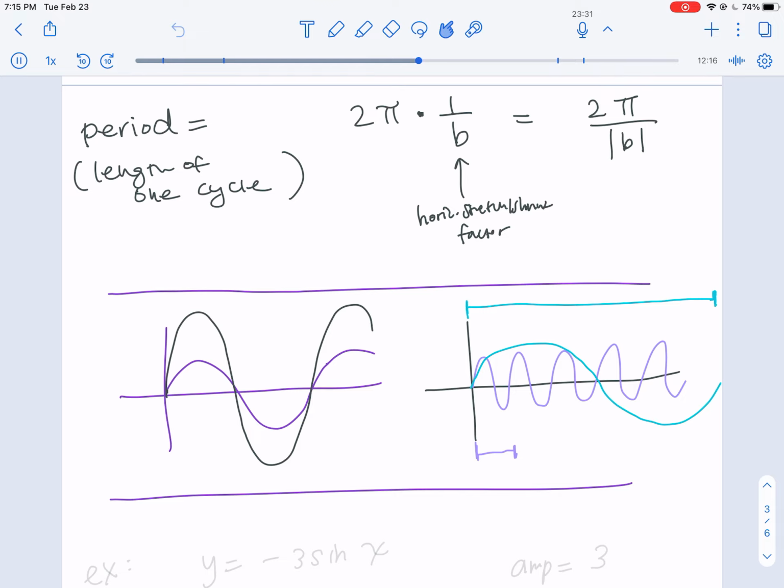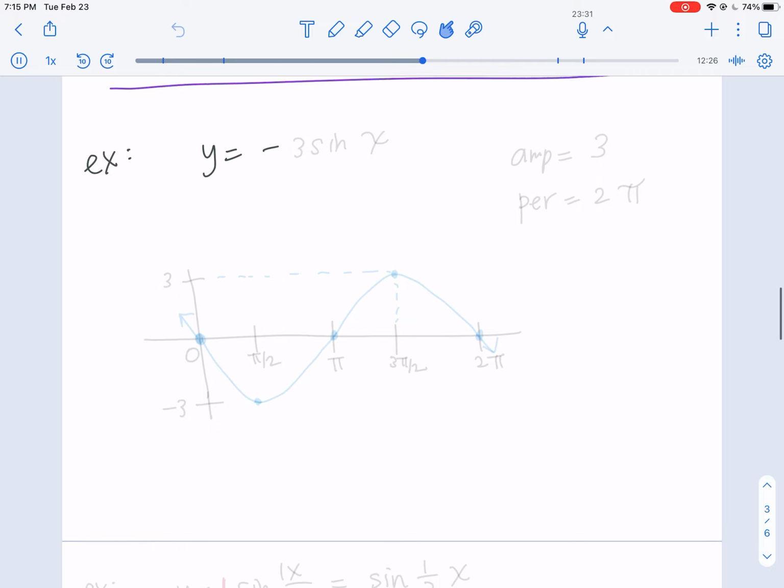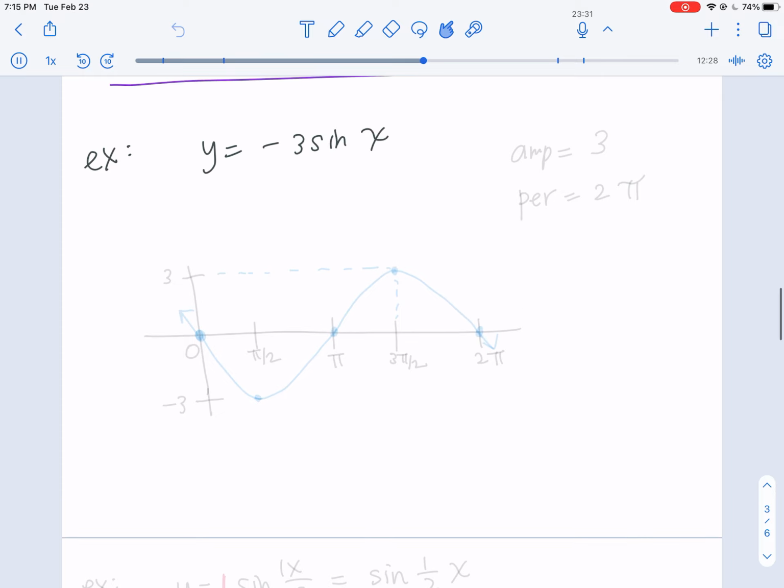Okay, so let's take a look at a bunch of examples. Any questions before we get started? Yeah? All right, so here's the first example. Y equals -3 sine of x. We're going to have to graph this. Do I have any horizontal stretch or shrink or anything like that? There's no change, right? Just a reflection and a vertical stretch by 3.